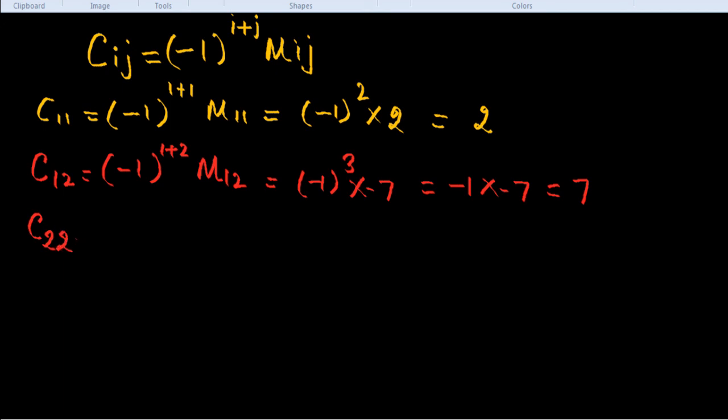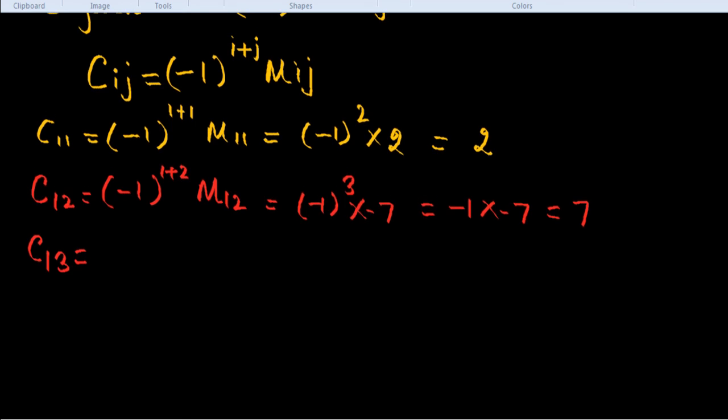C22 the same way, C13 we could get in the same way. So in this way we could easily find out the cofactors of any square matrix.